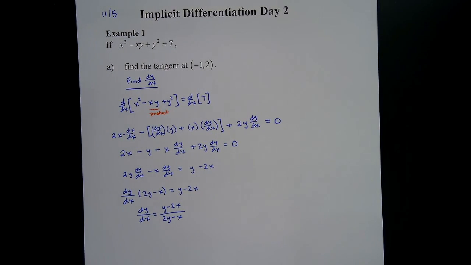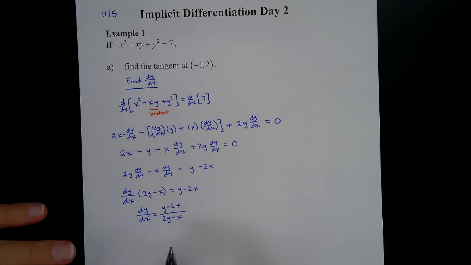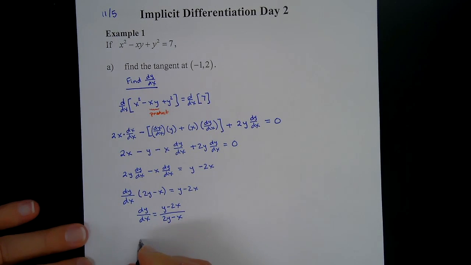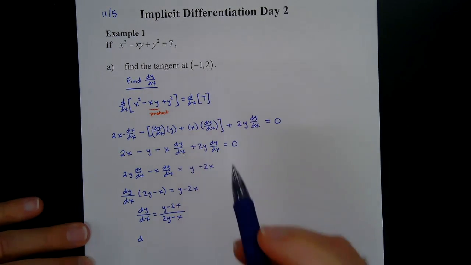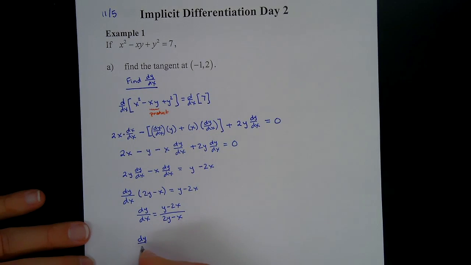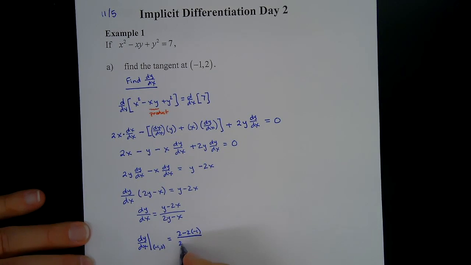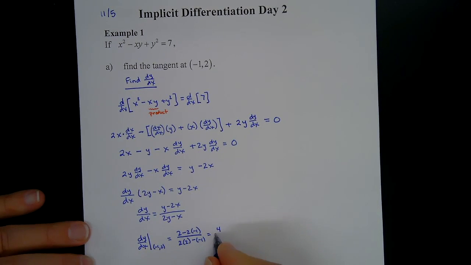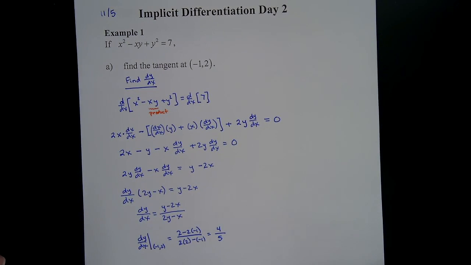Now we have the derivative rule to find the slope at any point, and it's determined again by x and y. So what I need to do next is find the derivative at this point that was given, (-1, 2). So dy over dx at (-1, 2) is equal to 2 minus 2 times -1, over 2 times 2 minus -1. This would become 2 plus 2, which is 4, over 4 plus 1, which is 5. So my slope is 4/5 at this point.